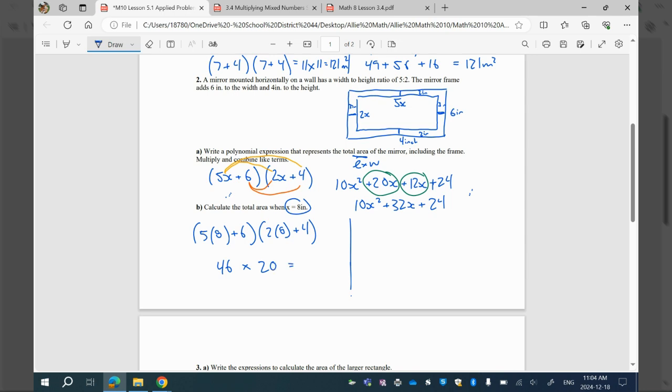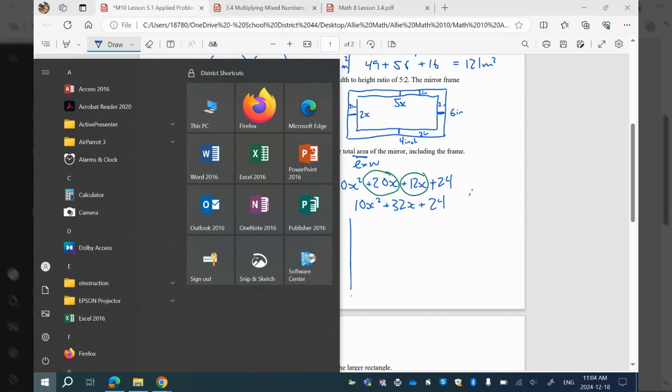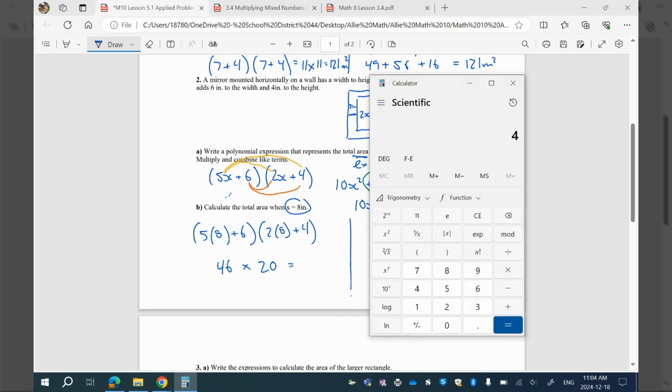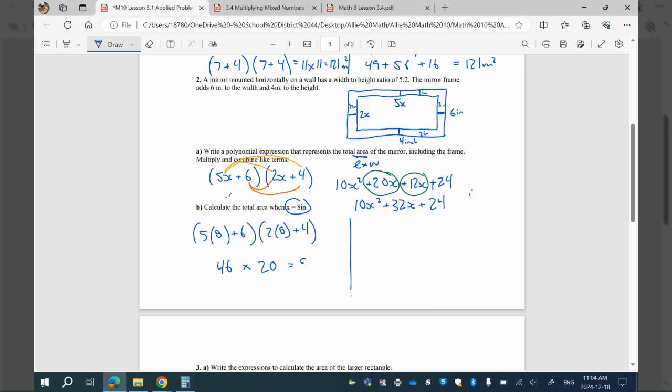46 times 20 equals 920. And that's inches, let's not forget, squared, because it's asking for the area. And now let's do this one. We can substitute 8 into x.